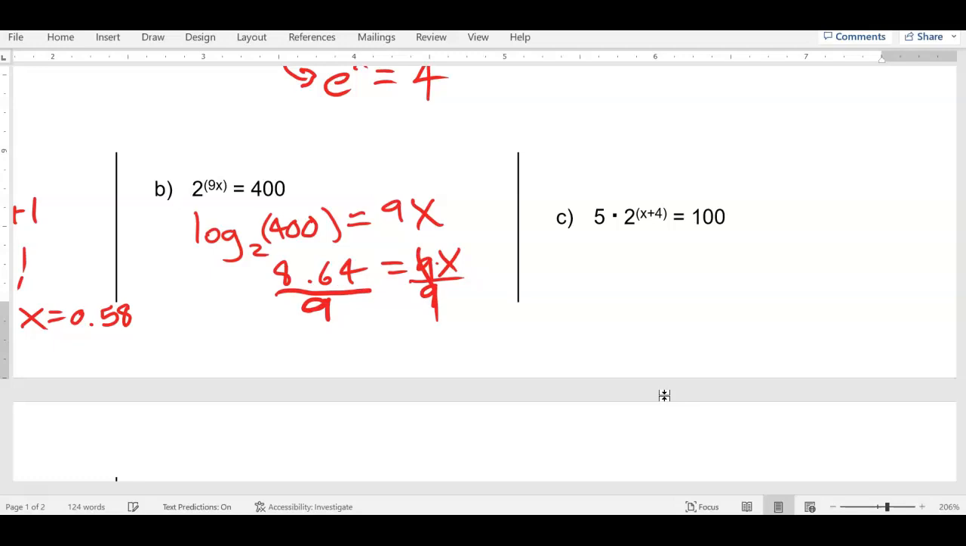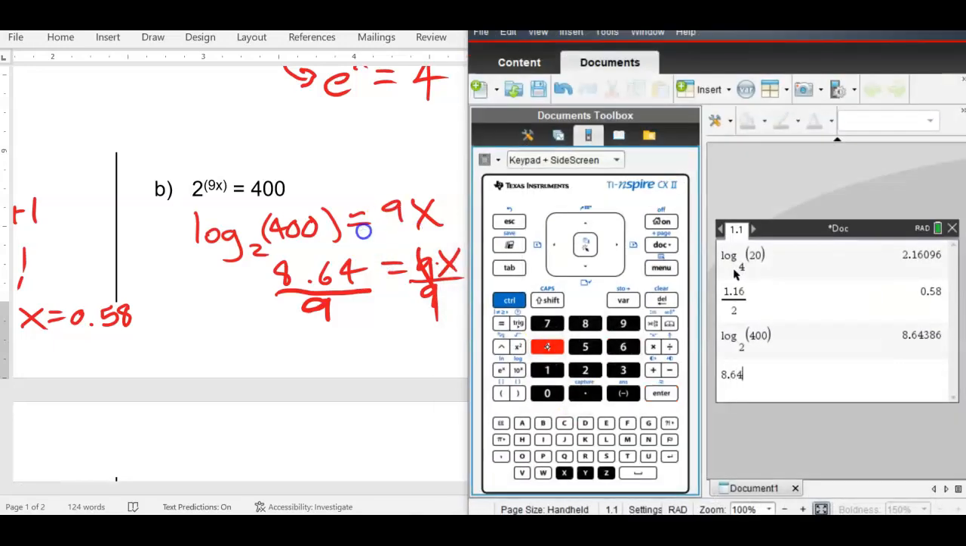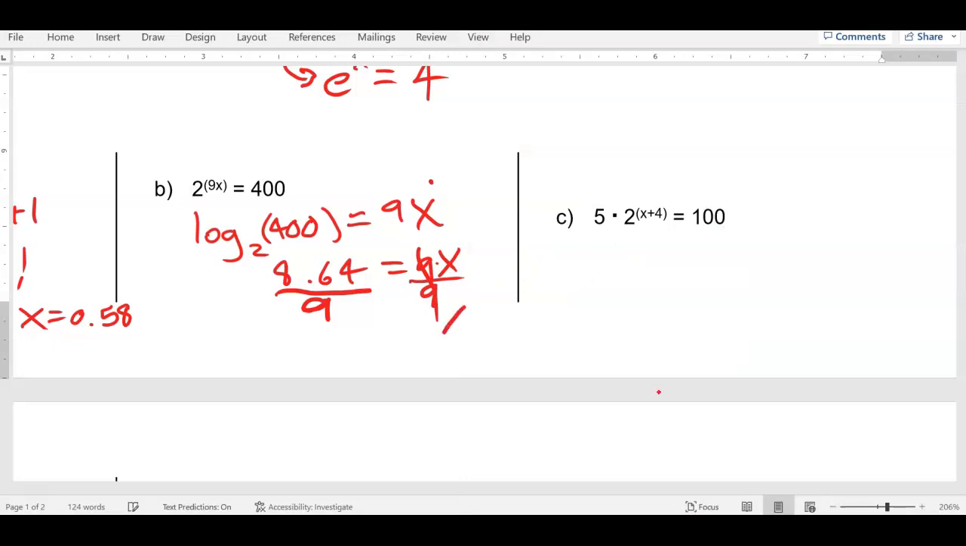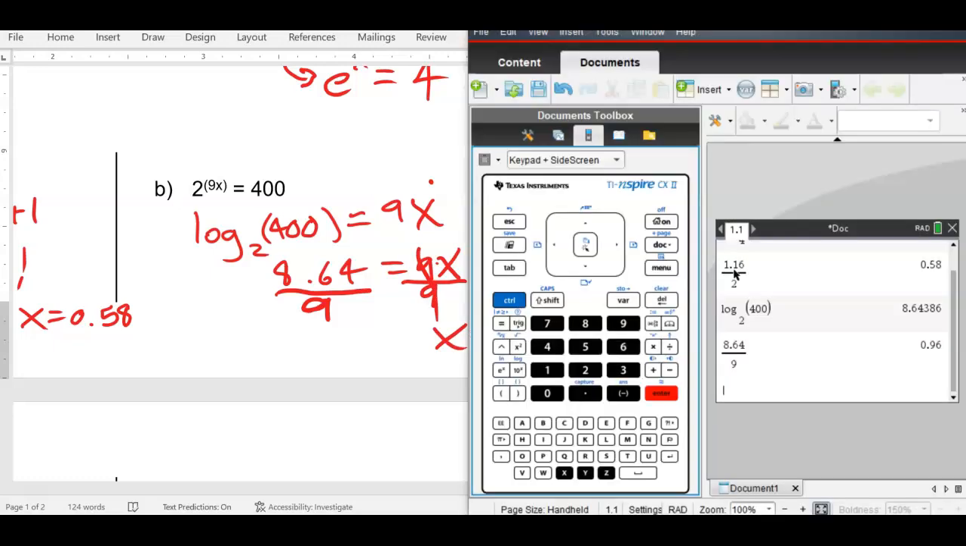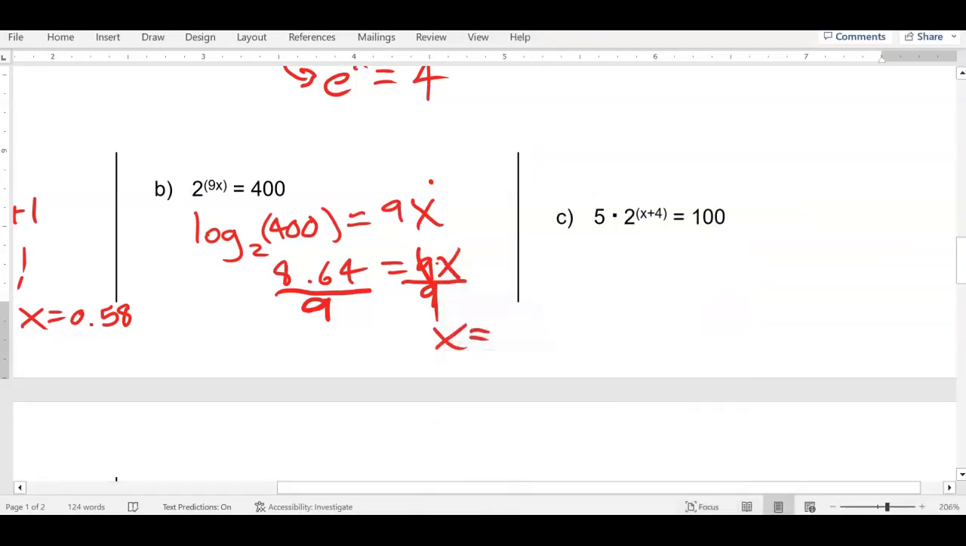Okay, cool. So 8.64 divided by 9 is 0.96. Oh my gosh. Come on. Zero point 0.96.